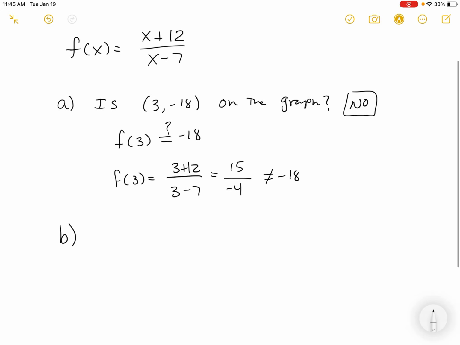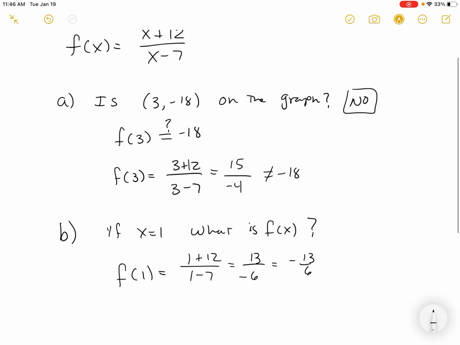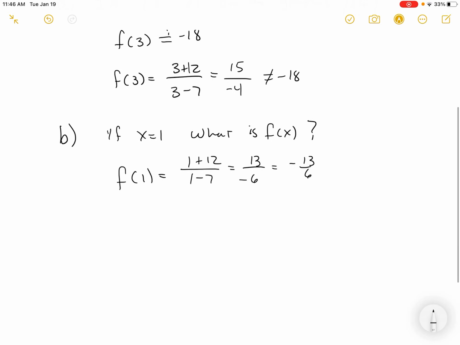B, they're going to word it this way. If x is equal to 1, what is f of x? So what have they asked? In a strange way, they asked for what f of 1 is. And what's f of 1? 1 plus 12 all over 1 minus 7, or 13 over negative 6, or negative 13/6. My suggestion would be leaving it as an improper fraction. So they're not afraid for you to have fraction answers.